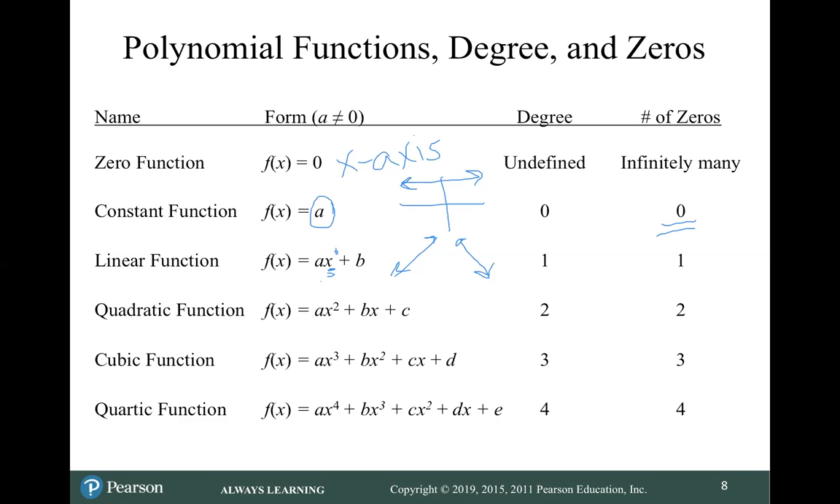Our next type of polynomial is our quadratic function, quadratic meaning x squared. And so our degree is 2. It can cross the x-axis 2 times, up to 2 times. So the number of zeros, it can be 0, 1, or 2.